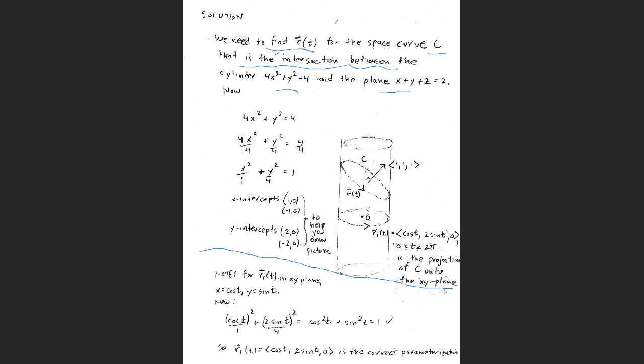Okay, so what I've done is I've drawn this circular cylinder. This of course is the origin there. And I've drawn the circular cylinder, and the plane cuts the circular cylinder right along this curve here.